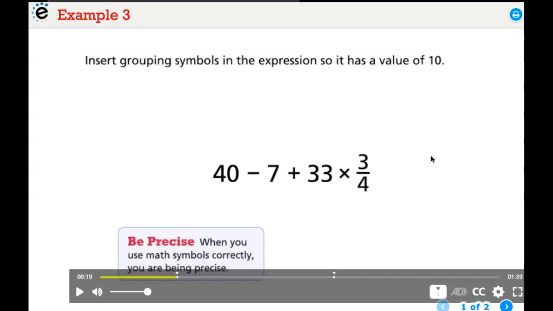Before I proceed to play this, where do you think that parentheses should go so that the value will be 10 at the end? I want you to think about it. Just keep it to yourself. Like, where do you think the parentheses should go? Should it go 40 minus 7? Or negative 7 plus 33? Or 33 times 3/4? Where do you think it will be so that it's gonna be 10? I'll give you like 30 seconds to think.